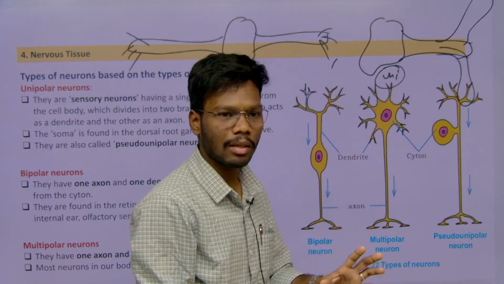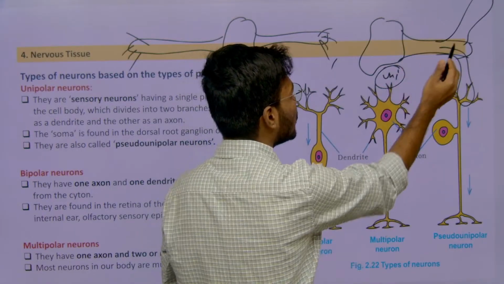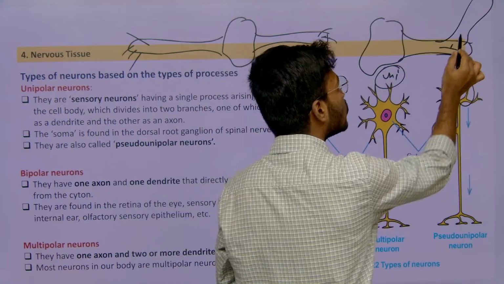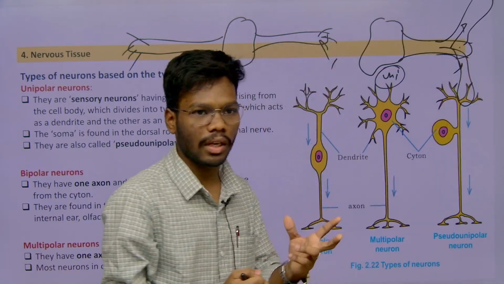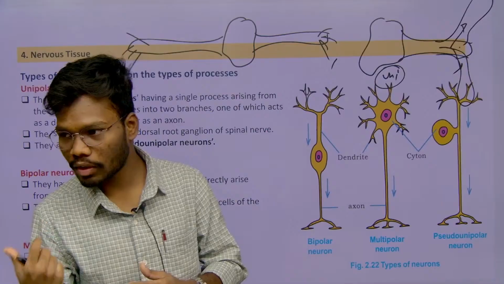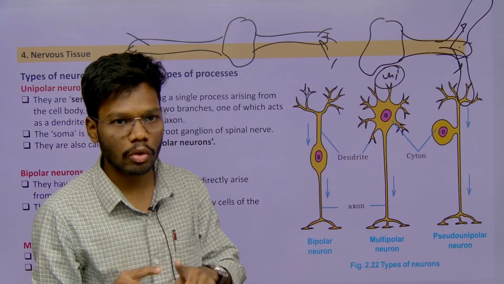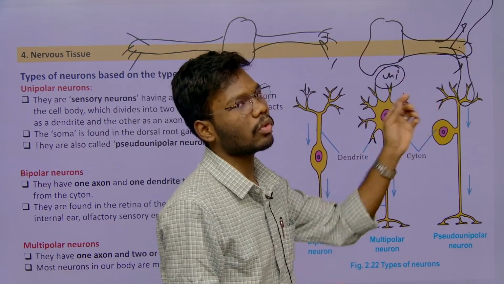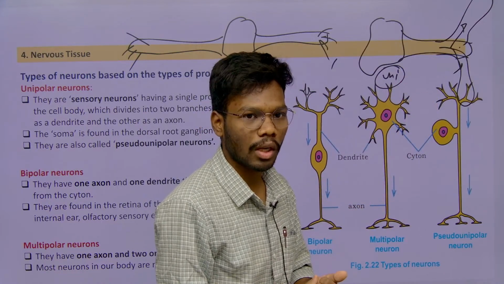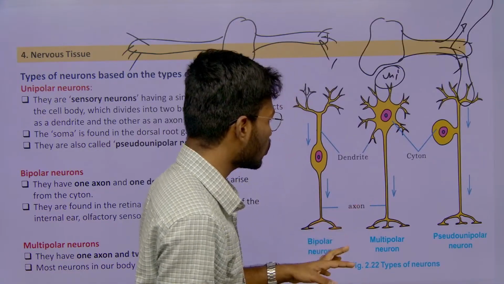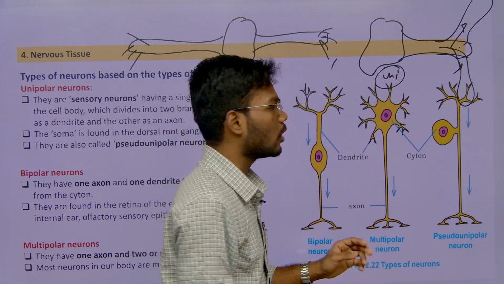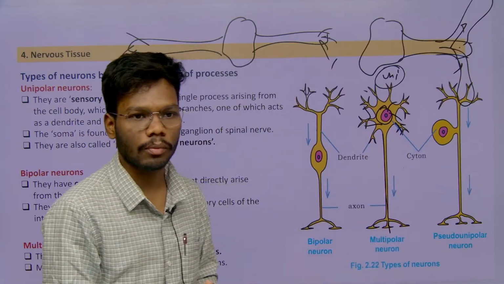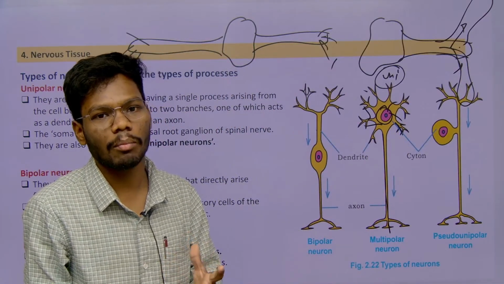Initially it looks like a unipolar neuron, having one cell body and one process. But suddenly this branch cleaves into two different areas, one forming dendrites and another forming the axon terminal. Since it forms suddenly, we call that type of neuron a pseudo unipolar neuron. Another, most important one is the multipolar neuron: one cell body, many dendrites and one single axon. That kind of neuron is called a multipolar neuron.